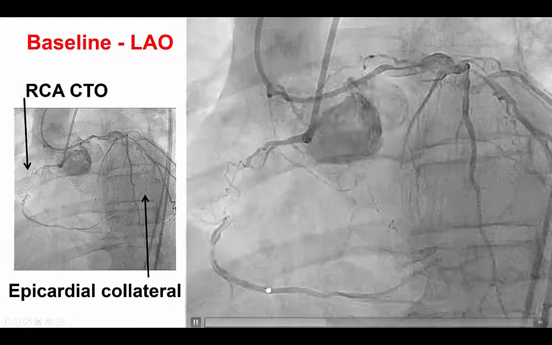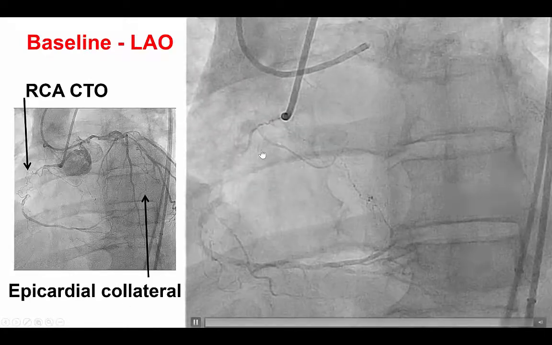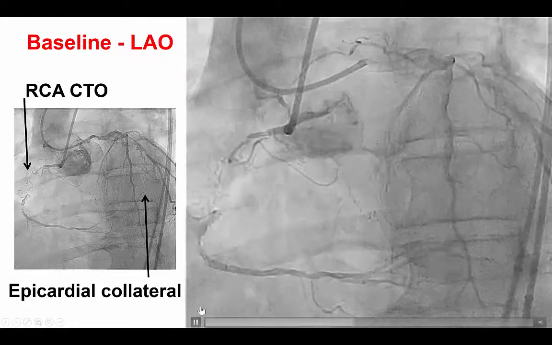The distal vessel was of good caliber, although there was a lesion distal to the distal cap. We therefore decided to first attempt antegrade wire escalation, and if it didn't work, to convert to retrograde.